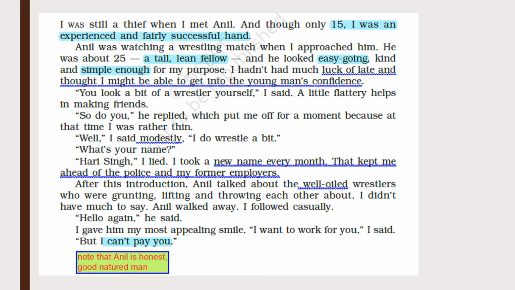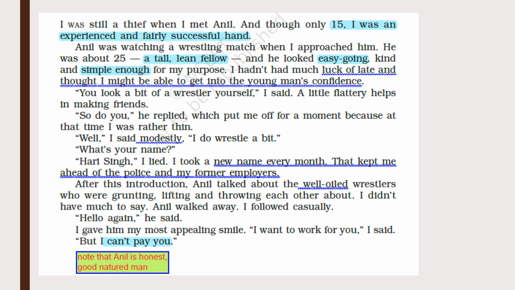मैं एक मिनट के लिए चुप हो गया, हार गया. "Well," I said modestly. तो उसने बड़ा शराफत से और मैंने बहुत ही सबमिशन से हम्बल होकर पूछा, बहुत ही नम्रता से पूछा, "I do wrestle a bit." उसने बोला कि मैं रेसल करता हूँ. अब ये झूठ था, it was a lie. "What's your name?" "Hari Singh." अब नरेटर यहाँ पे अपना नाम, in this chapter he will be using his name as Hari Singh, and he tells a lie, और वो झूठ बोलता है.